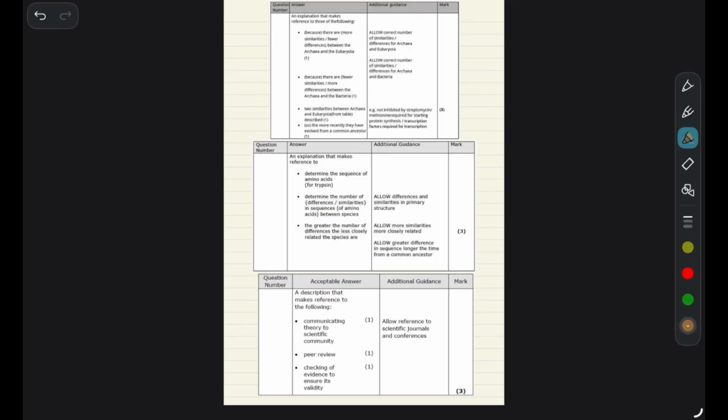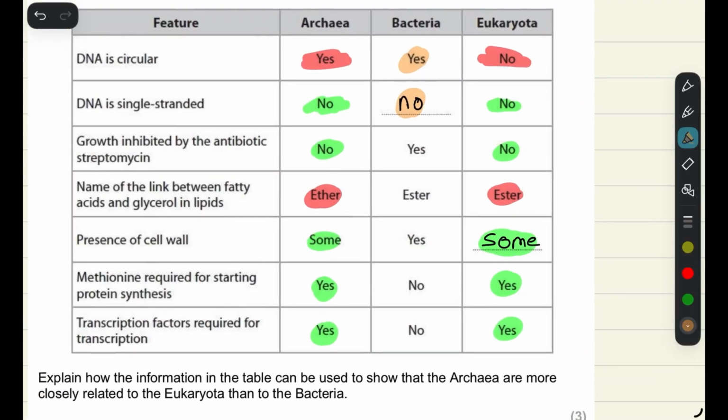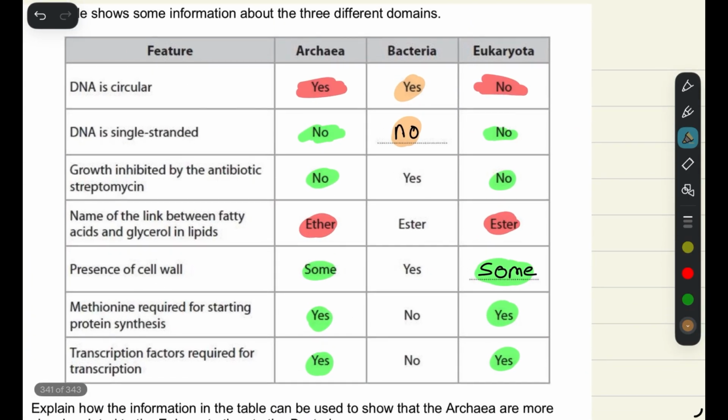Okay, so I know I said that archaea are more similar to bacteria, right? But this question told you that archaea are closer to eukaryote. So remember, always go by what the question said. When you analyze the table, what you'll see is that in red are the differences between archaea and eukaryote. In orange are the similarities between archaea and bacteria, and in green are the similarities between archaea and eukaryote. And as you can see, just straight off the bat, there are so many more similarities between archaea and eukaryote on this table.